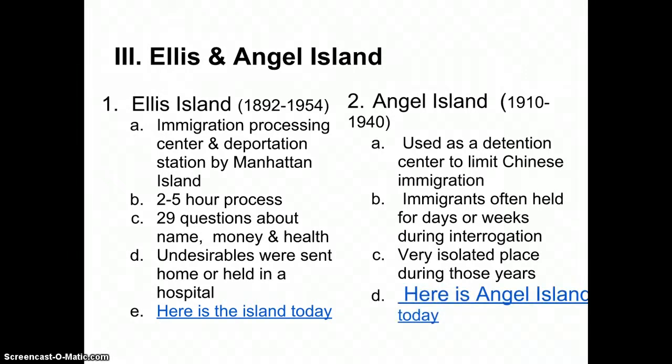Angel Island today is by San Francisco. Again, you could use Google Maps to see it today.